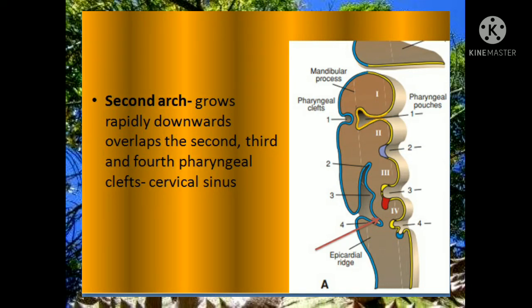Subsequently, the lower hanging border of the second arch fuses with the tissue caudal to the arches. The side of the neck now becomes smooth. The cavity of the cervical sinus normally gets obliterated. Part of it persists and gives rise to the swellings that lie in the neck region along the anterior border of sternocleidomastoid muscle. This is called a branchial cyst.